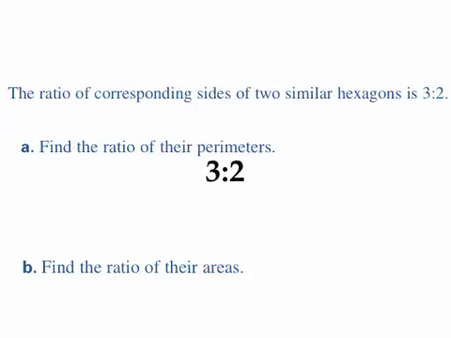B asks us to find the ratio of the areas. I know the ratio of the sides is 3 to 2, so I know that if I square both 3 and 2, that will give me the ratio of the areas. When I do that, I get 9 to 4 as the ratio of the areas.